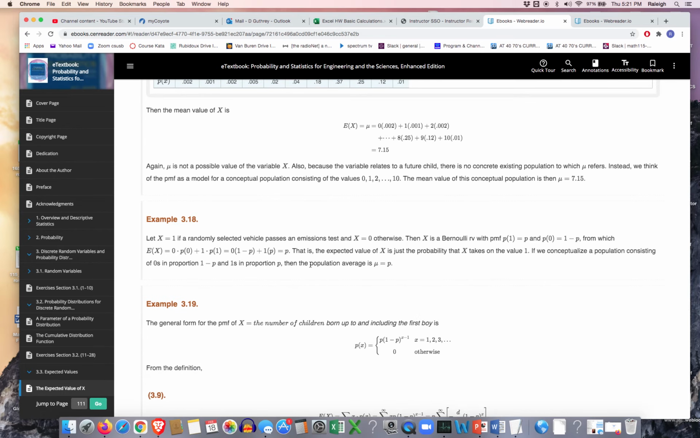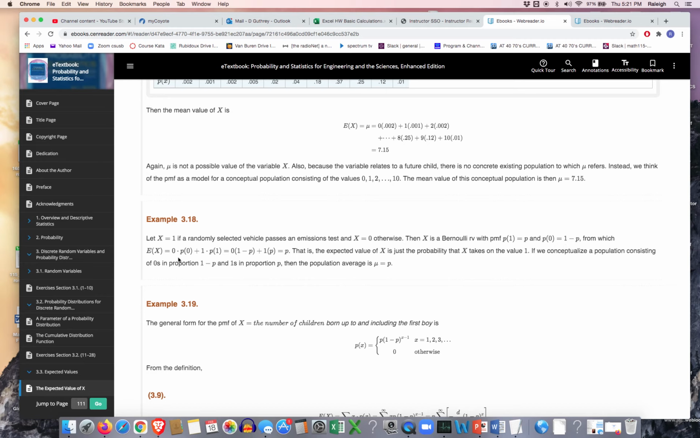And here's another one. Looks like a Bernoulli random variable. x equals 1 if the selected vehicle passes an emissions test. I just got a smog check a few days ago. And x equals 0 otherwise. So if p of 1 is equal to p, then p of 0 is equal to 1 minus p, sometimes known as q, but not quite yet.